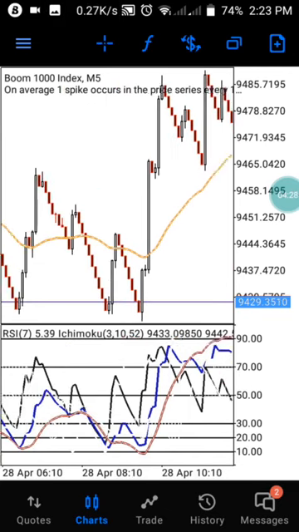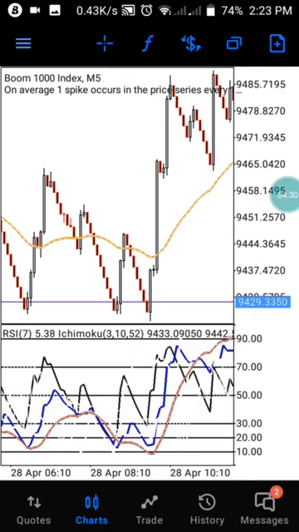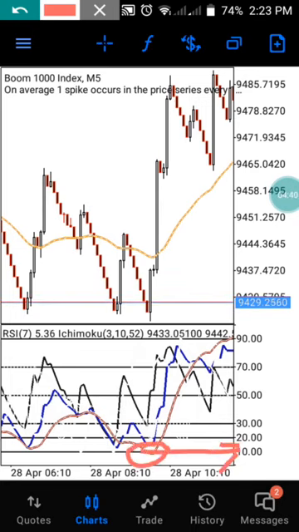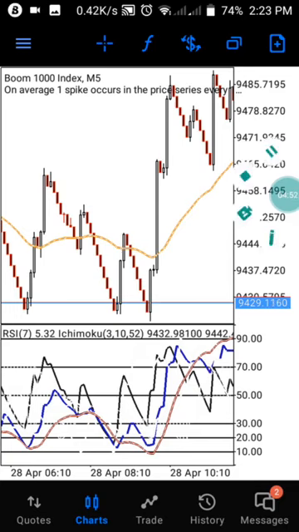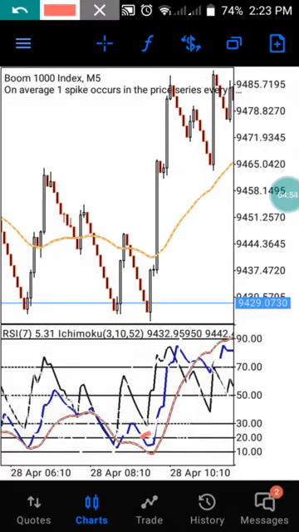You can also use this strategy to take up a spike. What you just need to consider when you are taking a spike is anytime you are having your moving average on the 10 level, and you can also confirm your Ichimoku, which is the blue line, moving below the 20 level, know that that is exactly the right time for you to enter the market.